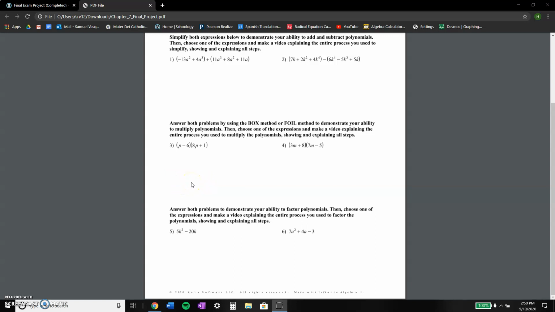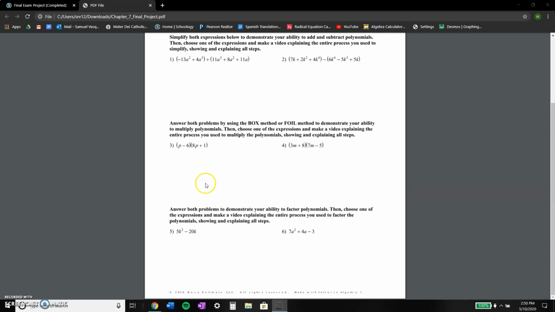On the inside of the box, when you do 8p times p, when you multiply those two p's together, you get p squared. So you're going to get 8p squared. Okay? And then on the top right, you're doing p times 1. So what you're going to get is 1p. Pretty simple. Bottom left, we're going to do 8 times negative 6. And it's important because that negative will become a negative 48p. Okay? And then on bottom right, we're going to do negative 6 times 1. And negative 6 times 1 is just negative 6, of course.